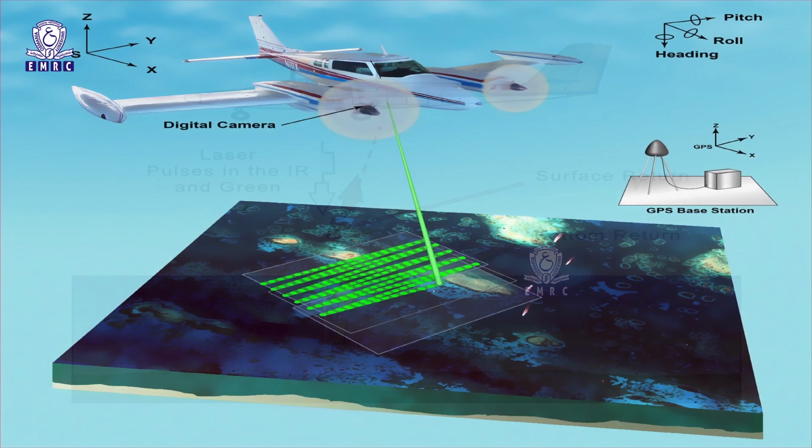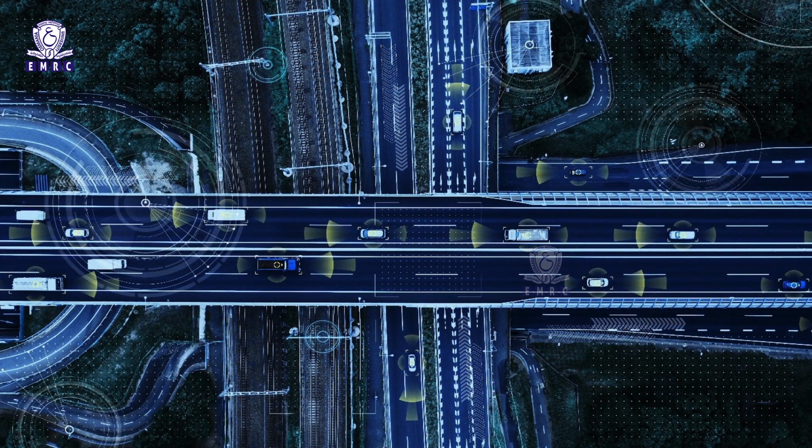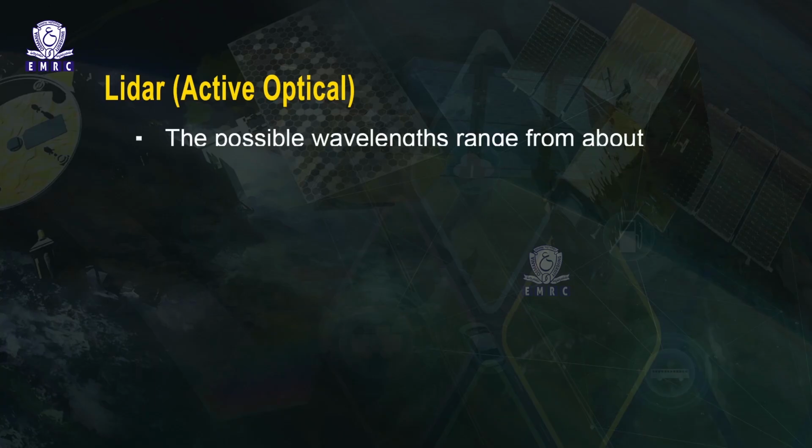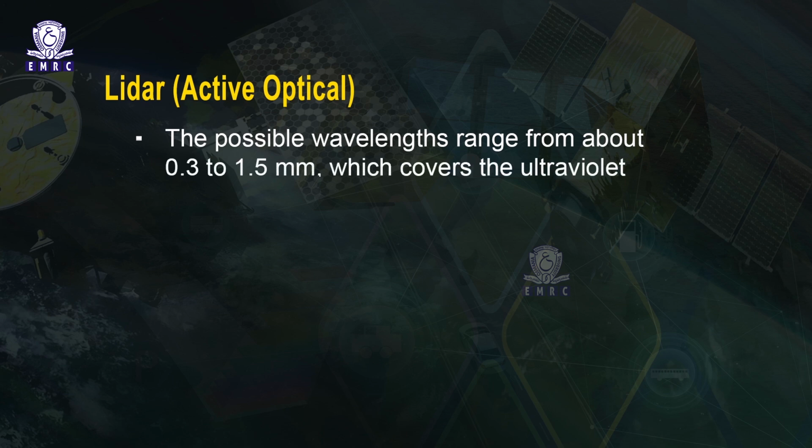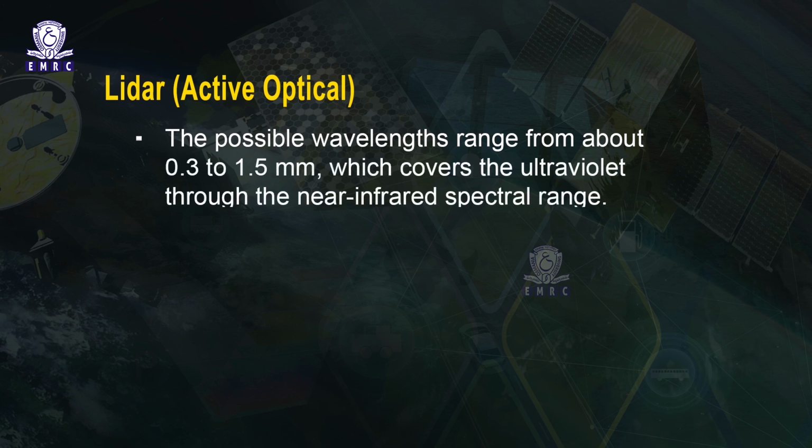A short pulse of light is emitted from the laser and the detector receives the light energy, that is photons, after it has been reflected or absorbed or emitted by an object or surface. A LiDAR system emits pulses at specific narrow wavelengths that depend on the type of laser used. The possible wavelengths range from about 0.3 to 1.5 millimeters, which covers the ultraviolet through the near infrared spectral range.